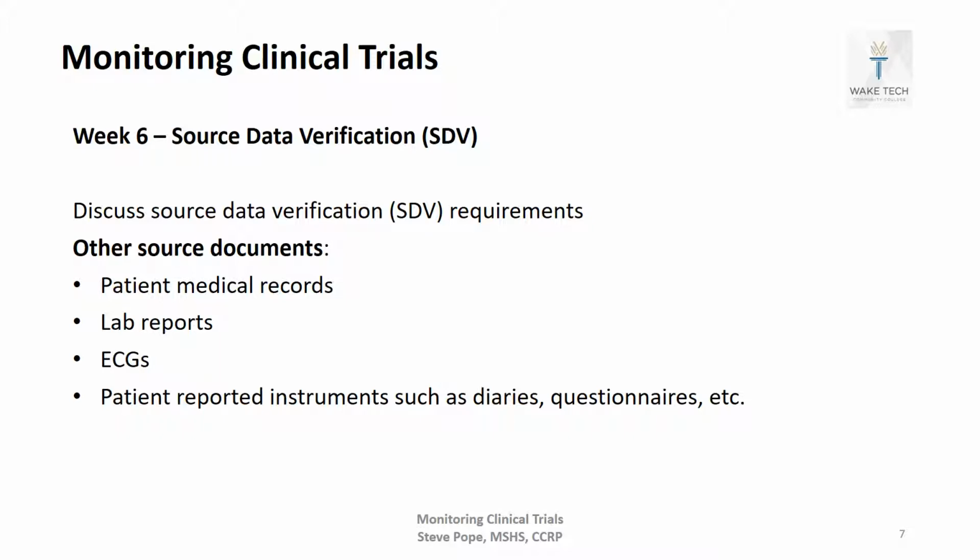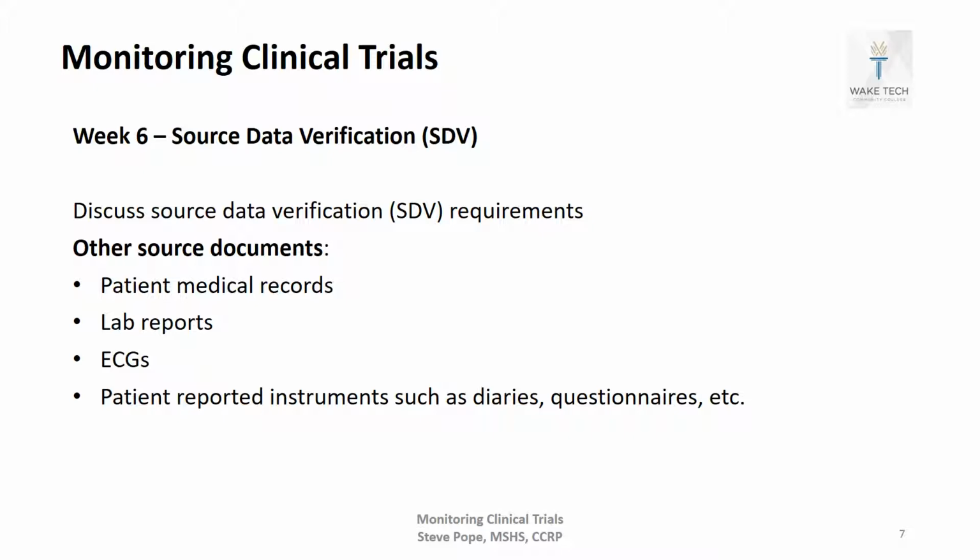So in addition to the source documentation that the site is going to prepare for each individual trial, you also have other data that you're going to review as part of your SDV requirements. This data will include things like patient medical records, lab reports. You may have ECGs that you have to review. You may have trial-related instruments such as diaries or questionnaires.